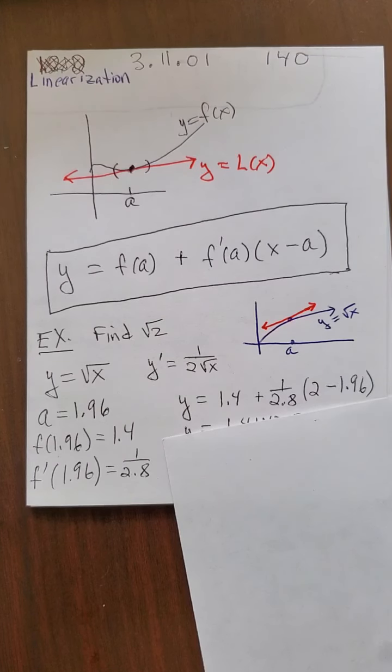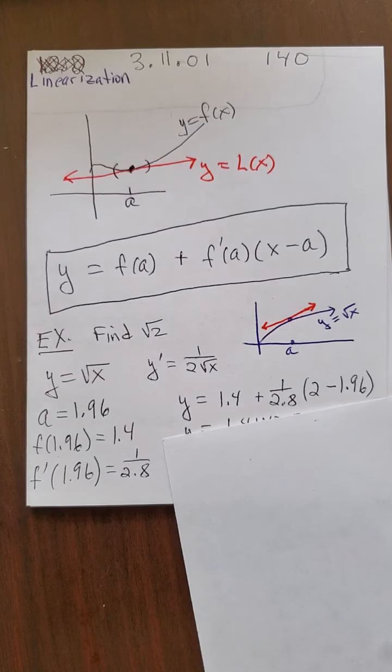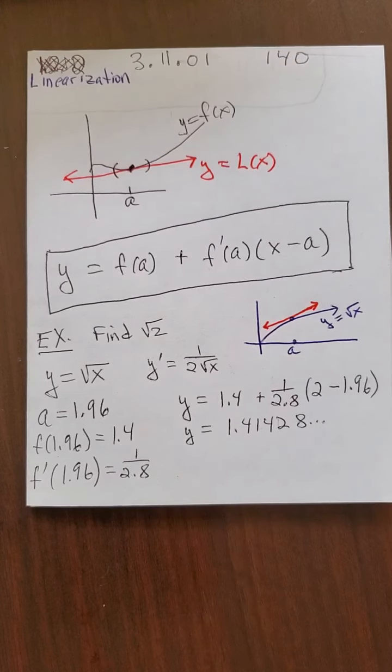I want to find the y value when x is equal to 2, because I want to find the square root of 2, or at least approximate it. These are very easy numbers to figure out, and I wound up getting that y is equal to 1.41428. Now, I want everyone to pause the video, go to your calculator, and plug in square root of 2 and see if we were close.